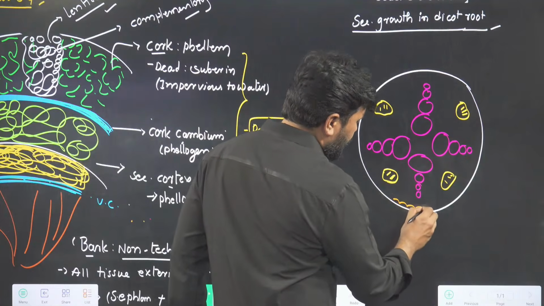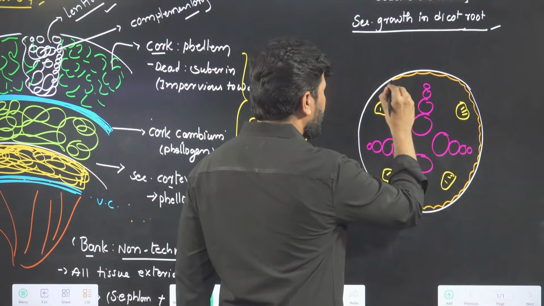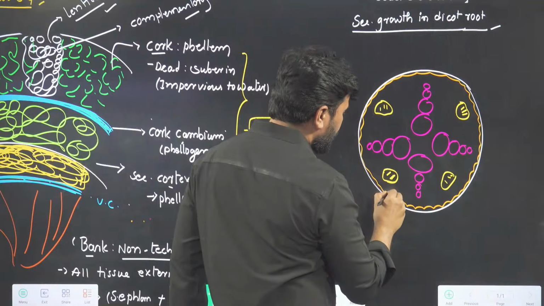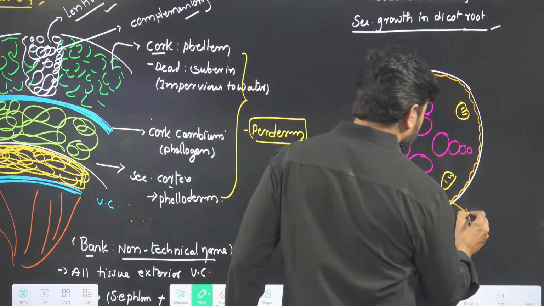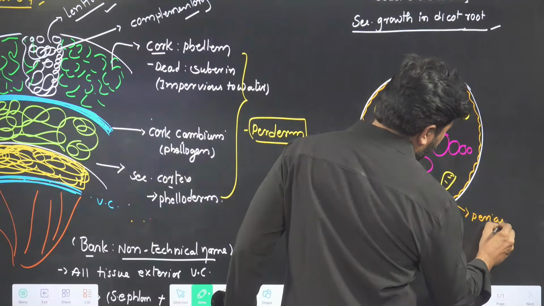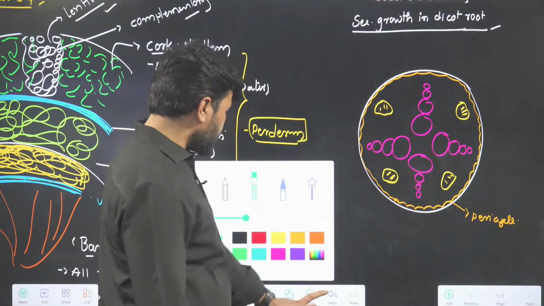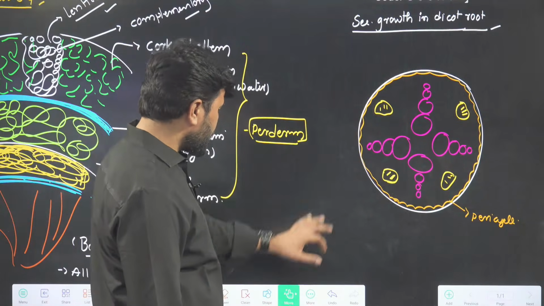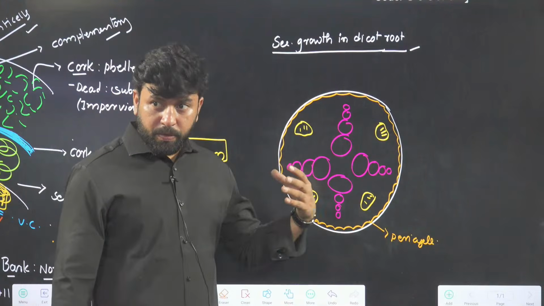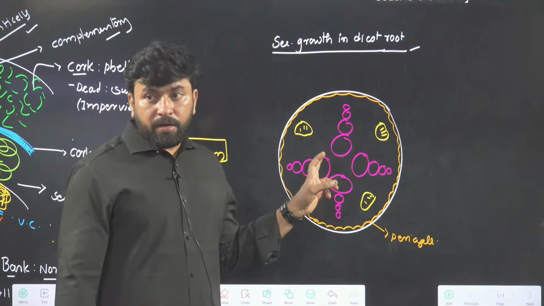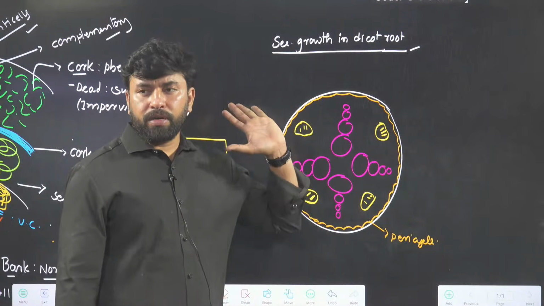Next, one more tissue you have to notice, that is the pericycle. Do you remember the importance of the pericycle? These are thick-walled parenchymatous cells in the root, responsible for the formation of lateral roots. This is the pericycle. This is primary xylem, with exarch protoxylem and endarch metaxylem. This is primary phloem. Okay, done.